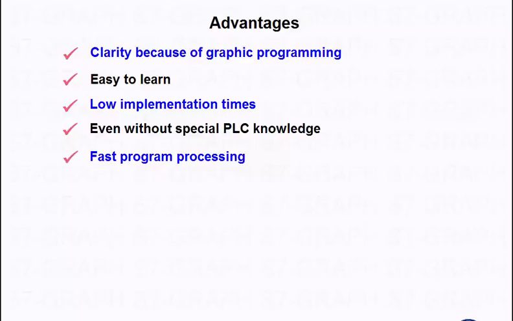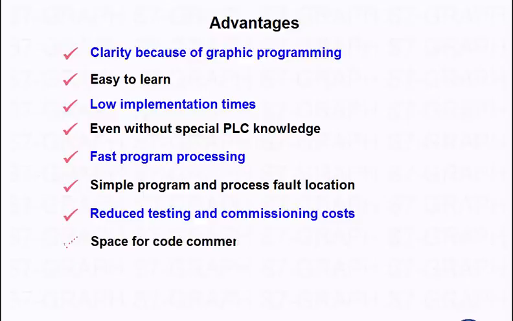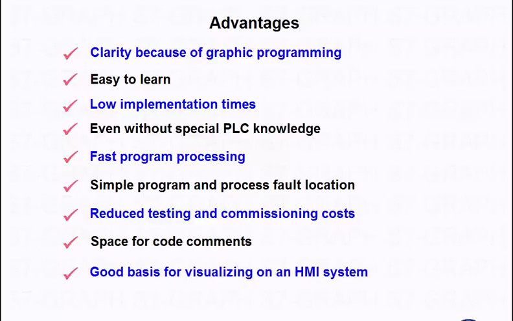S7 Graph achieves optimized program runtimes as only the active part of the program is being processed. The graphic programming interface reduces the search times for certain program sequences, hence reduces testing and commissioning costs. Nevertheless, there is still enough space for additionally increasing comprehensibility by means of code commenting.